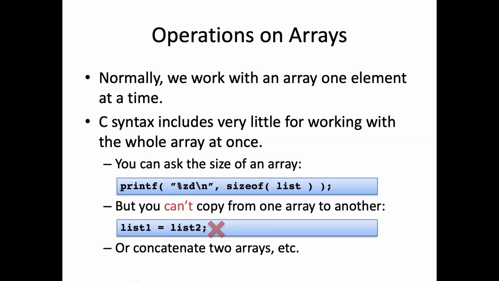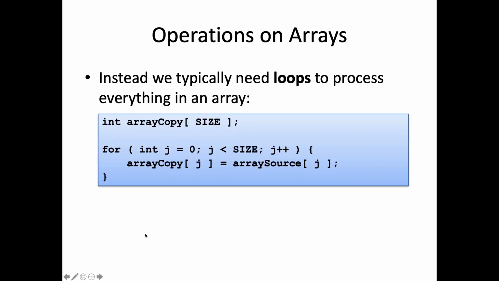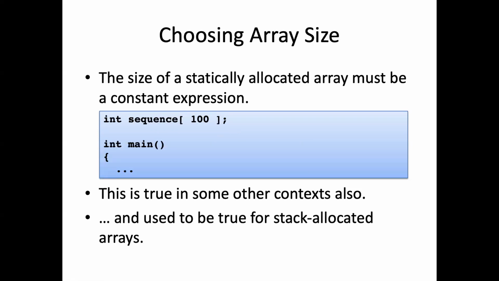Backing up a slide, you can't do this to copy the array. But if you're willing to go through each element, you can copy each element from a source to a destination array. I mentioned this already. When you make an array that's a global, or in general, when it's statically allocated, so that'd be a global or a static local variable, its size has to be a constant expression. So the compiler's got to be able to plan for how big that array is, and it has to know that when it's compiling your code.